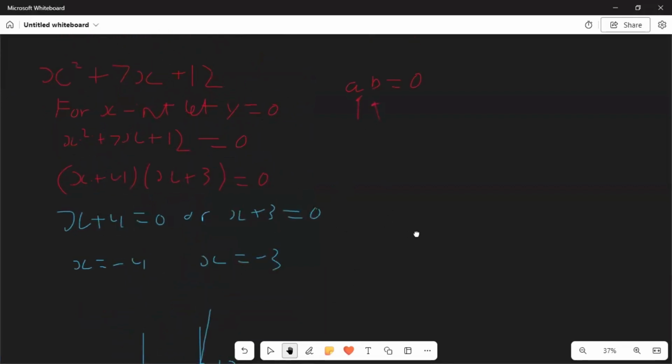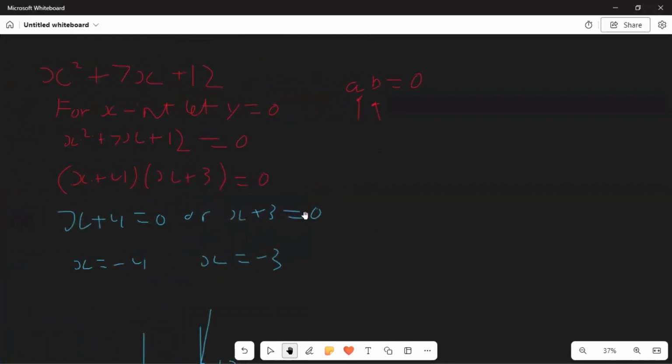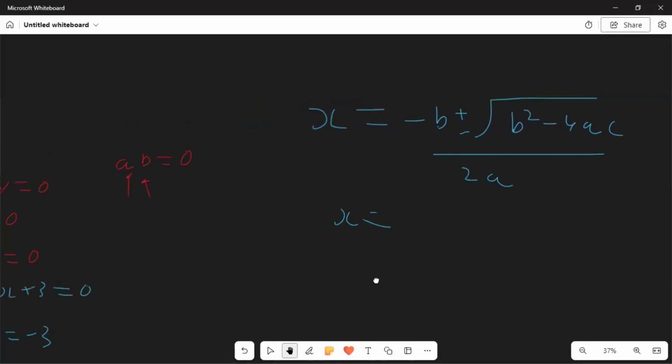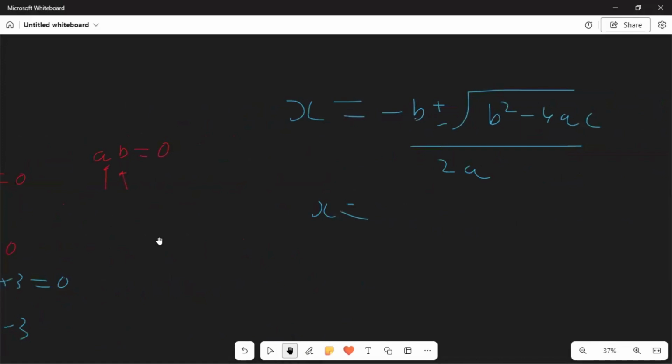The other way is the quadratic formula. You should know the quadratic formula. I went through the proof for that in another video. It looks like this: x equals minus b plus or minus the square root of b squared minus 4ac, all over 2a. Doing the quadratic formula, we just sub our a, b, and c terms into this formula. Our a term is the number outside of the x squared term, so that's just 1. The b term is 7 and the c term is 12. So we sub that in here.